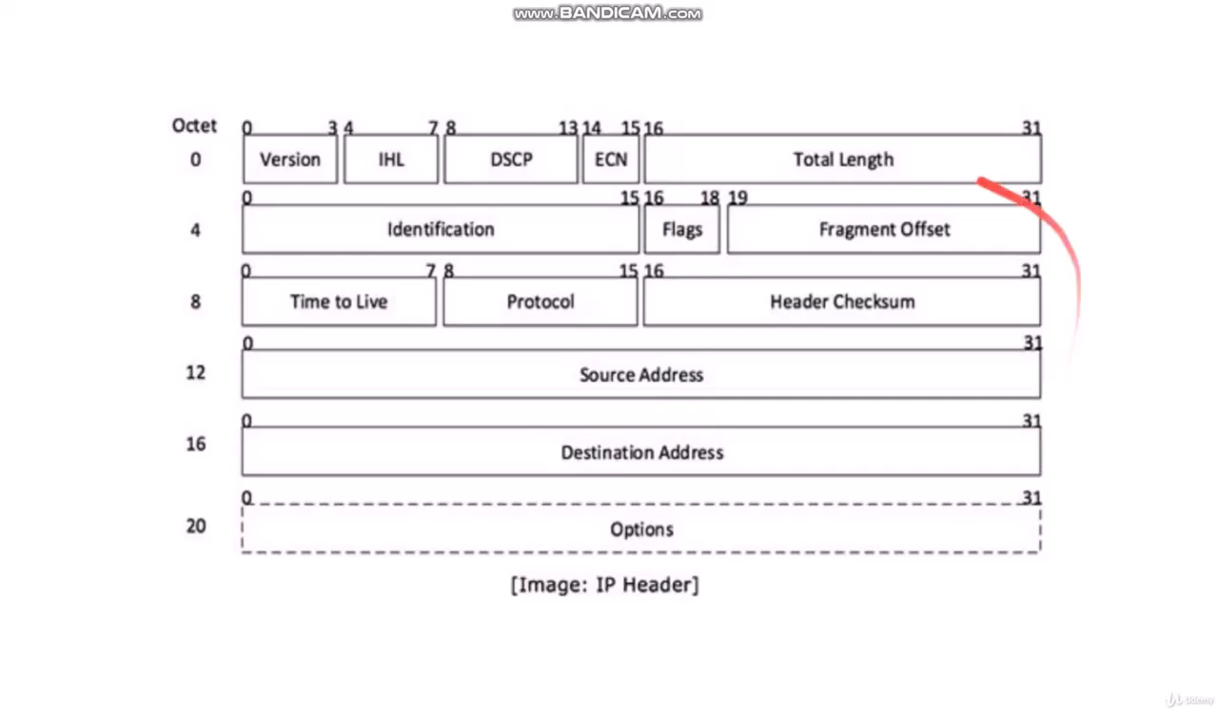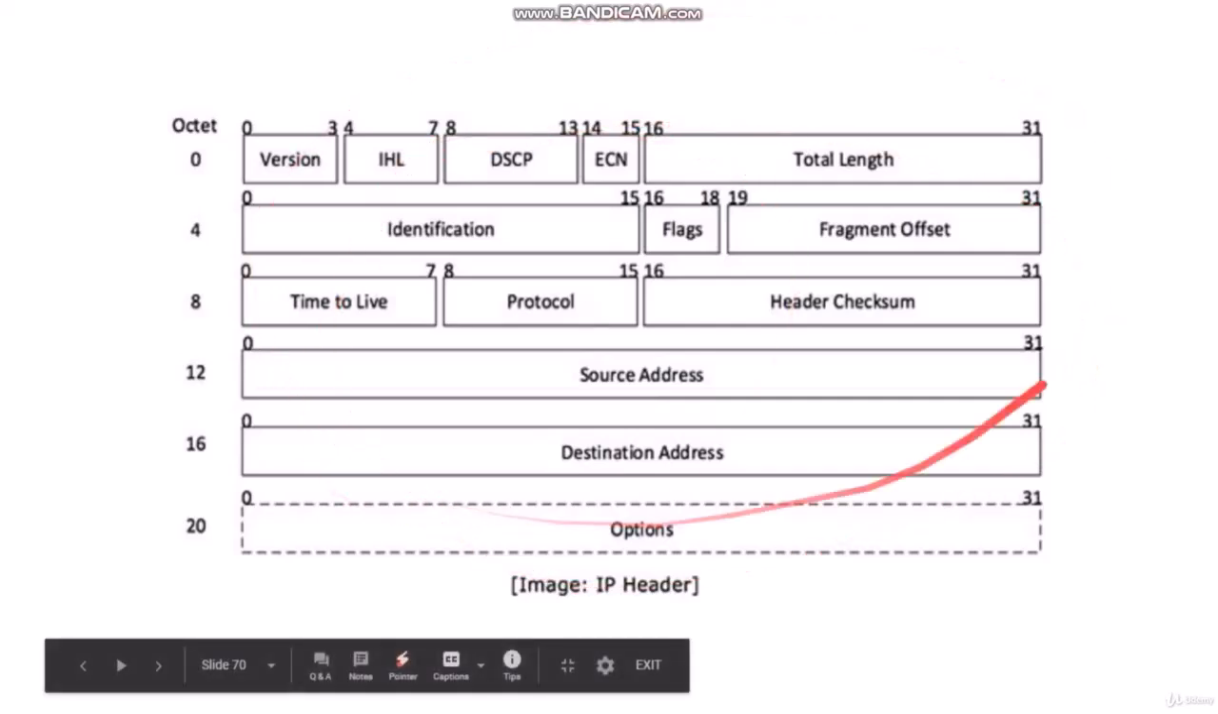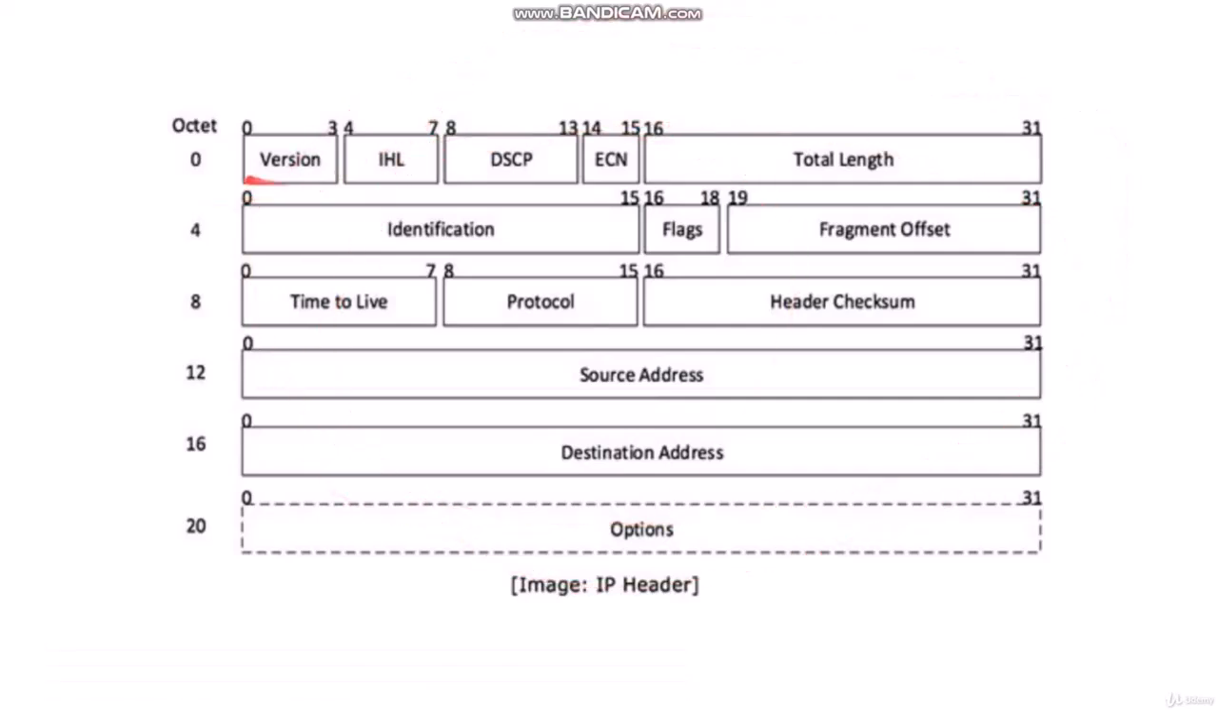Now let us see what this IP header has got for us. You can see this is a 32-bit IP header. We have seen that the IP address is 32-bit. So what is version? These 4 bits define the version of the protocol used, for example IPv4 or IPv6. The Internet Header Length, that is IHL, defines the length of the entire IP header.